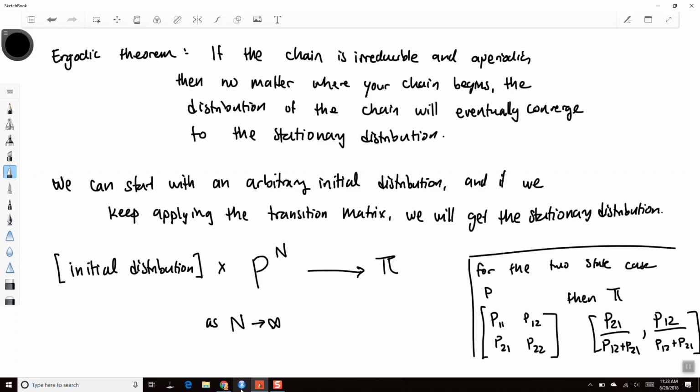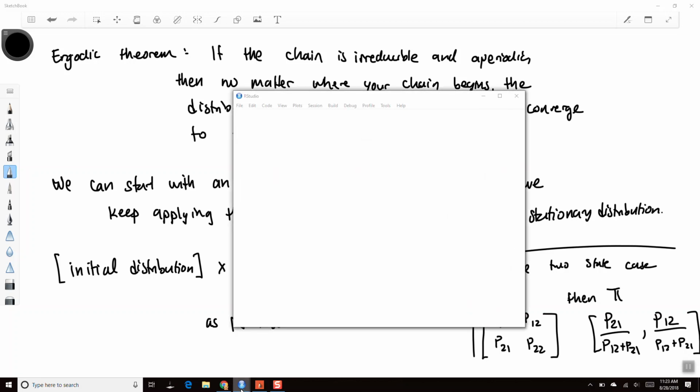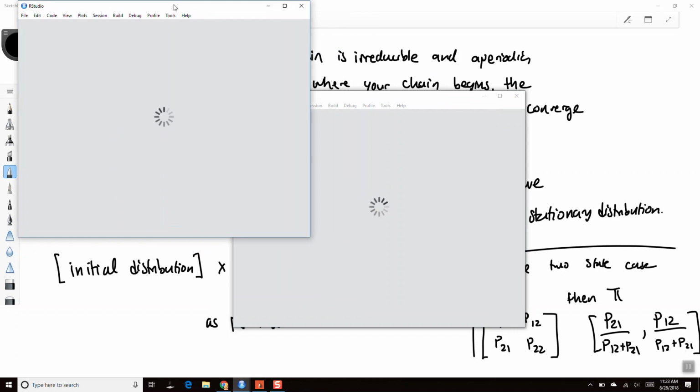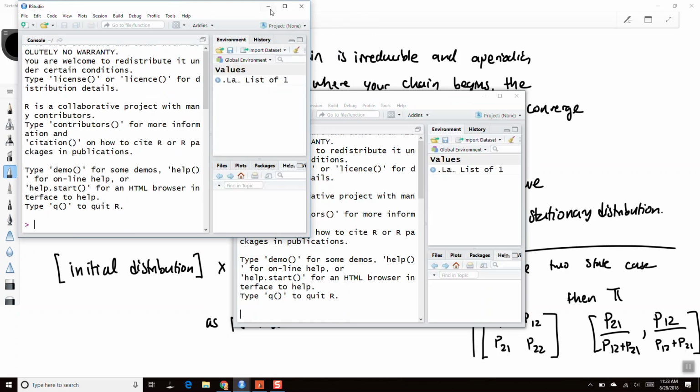All right, so let me just do something silly. We'll just multiply matrices in R, and I'll just show you that it does converge.